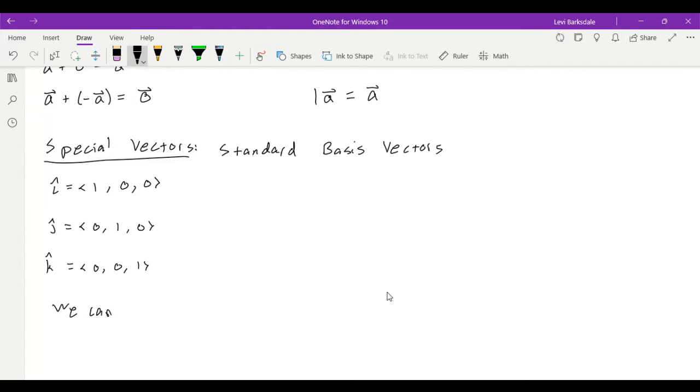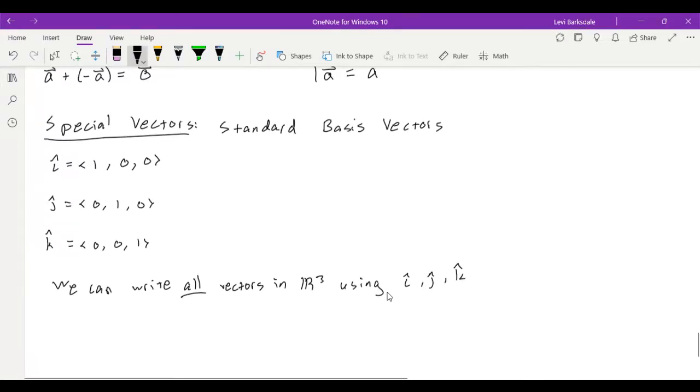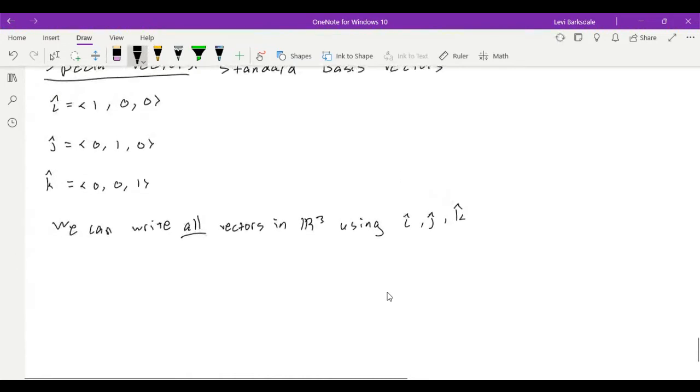What this means is we can actually write all the other vectors in terms of i hat, j hat, and k hat. So for an example, let's say we have vector u, and it's 7, 2, and negative 9. Well, I can also write this as 7 times my vector i, plus 2 times my vector j, or I guess minus 9 times my vector k.